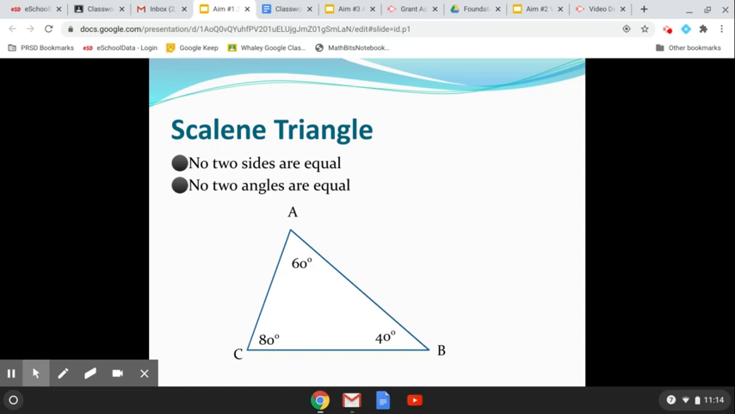Now, you'll learn in future lessons that because all the sides are different, all the angles are different too. So what makes something scalene also is that all of its angles are different. So a scalene triangle can be called scalene for two reasons. One, because all of its sides are different, or two, because all of its angles are different.